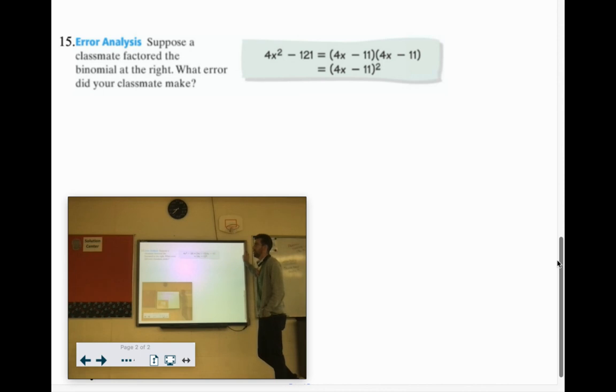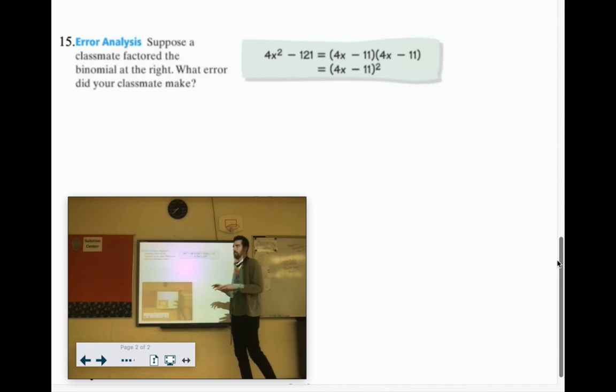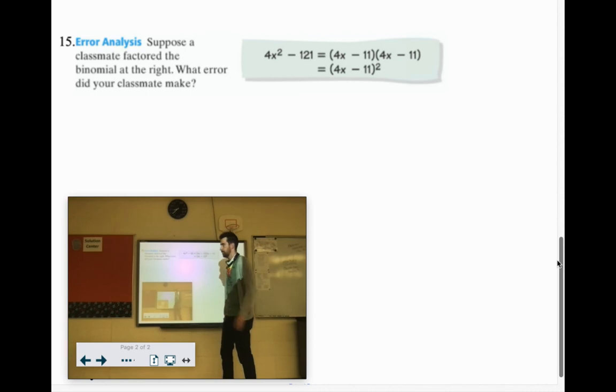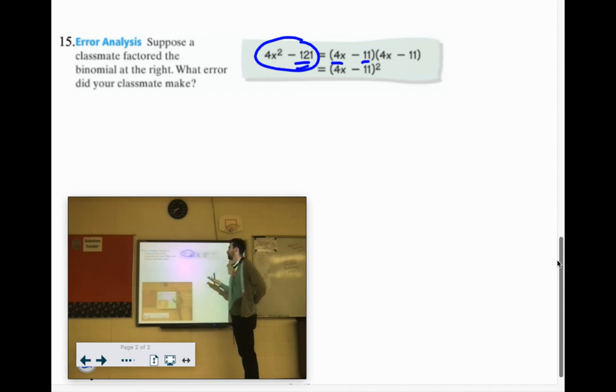Suppose a classmate factored the binomial at the right. What error did your classmate make? This is typical. I was going to make up a fake name, but now I'm scared that it'll be a real name of a student, so I won't. Quarvath, our friend Quarvath, he saw 4x squared minus 121, and he was like, great. The square root of 4x squared is 4x. Square root of 121 is 11. Okay, they have the minus 11, right?